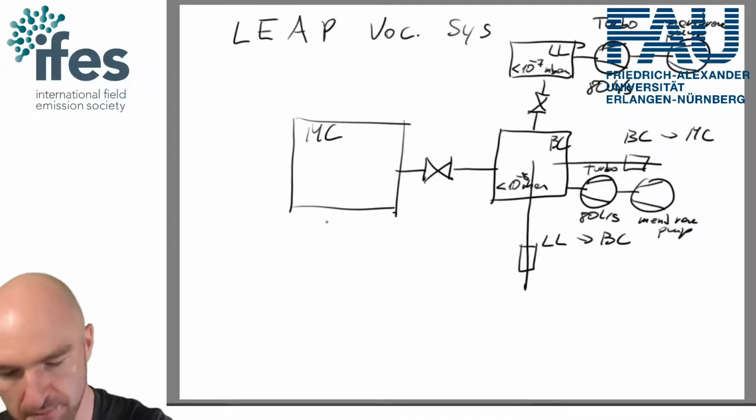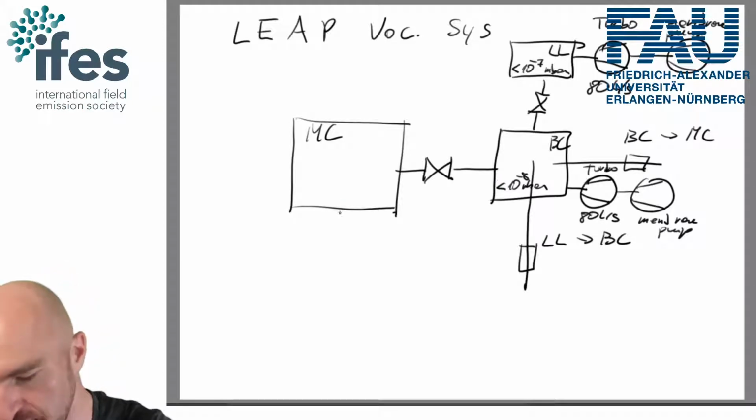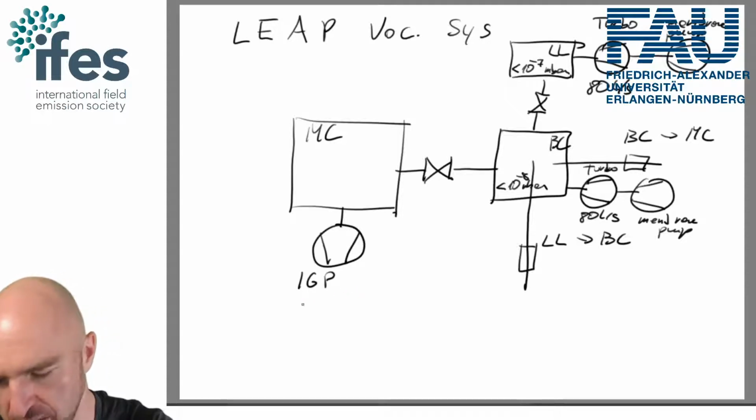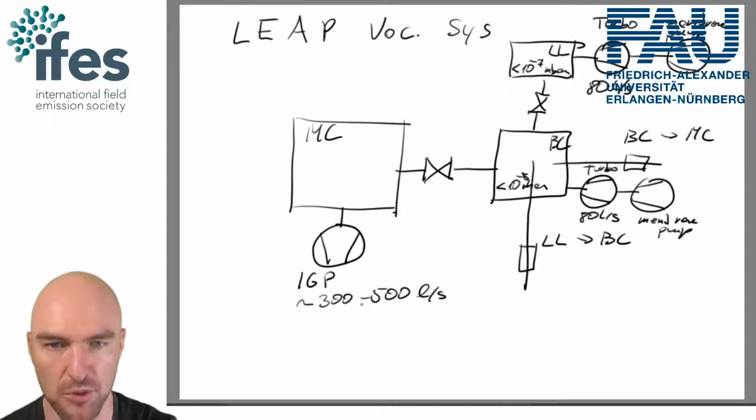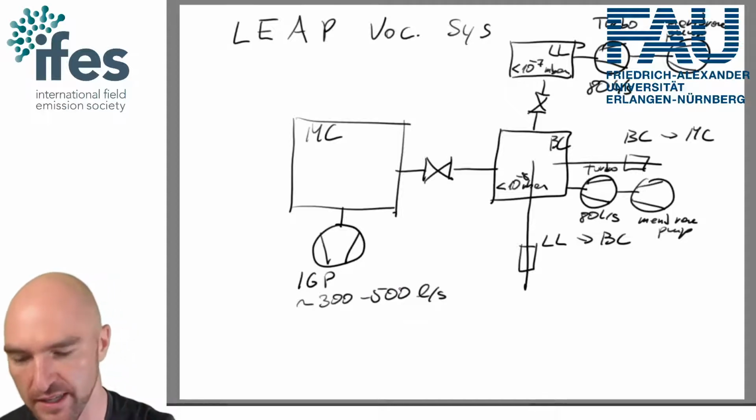The main chamber is actually backed through the buffer chamber, just like in the case of our system. And here, as the pump, you have an ion getter pump. I haven't looked closely, but it's a fairly big one, so I guess it's about 300 to 500 liters per second. If you have a LEAP atom probe, you can probably crawl in and just look up which model it is and what the pumping speed of that one is. And that is the fundamental layout.